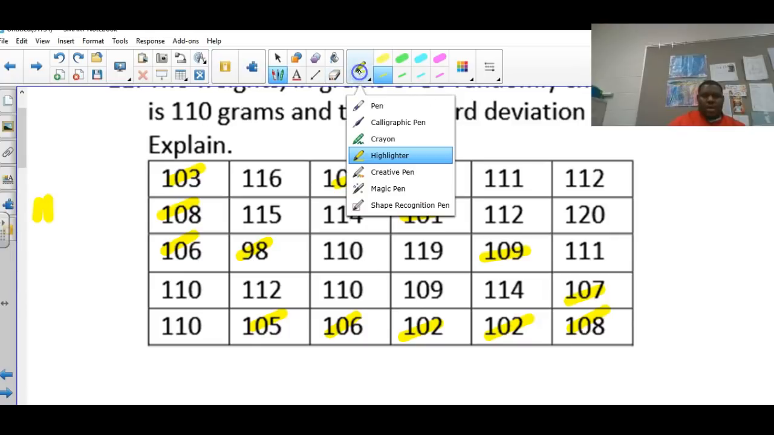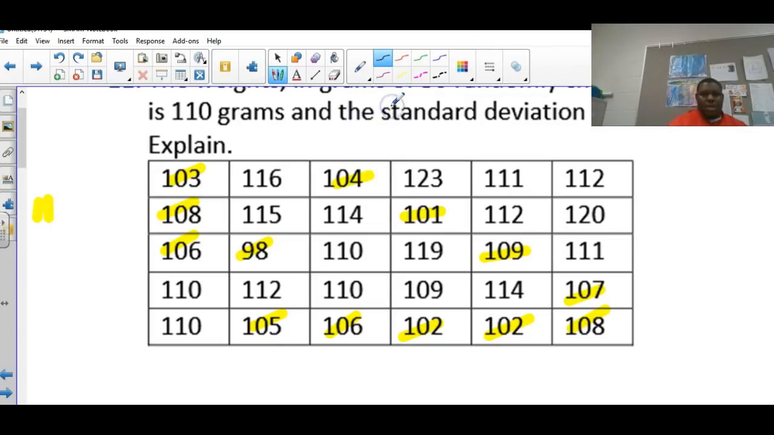Oh, shoot. Change back. There we go. 13 or below. Ooh, it's not changing back. Hold on. All right, there we go.